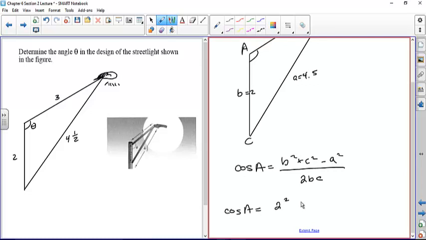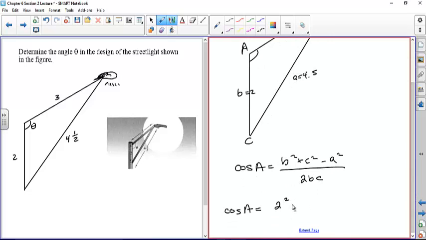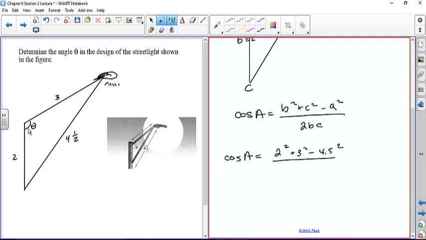So you get 2 squared, which is b. C is 3. A is 4.5, and because when we square 4.5, it's going to be greater than the sum of these, we are going to have this angle greater than 90, which you can see from the figure is the case. Okay, so that's the cosine. Remember, we're calculating the cosine.